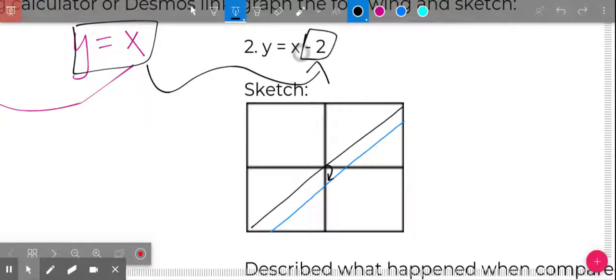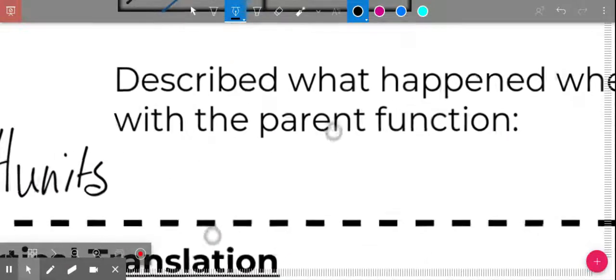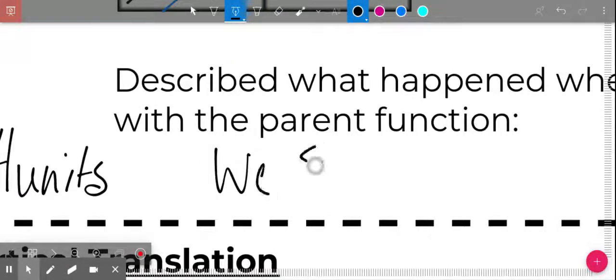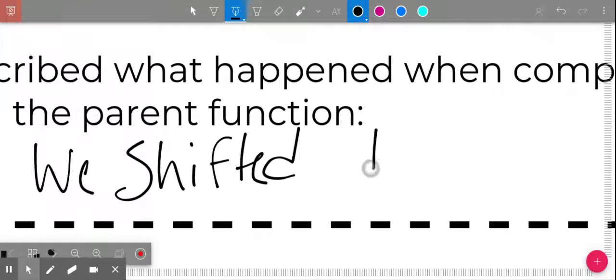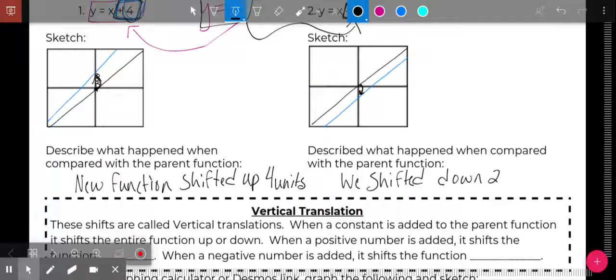So what happens when we subtract 2 from x? Well, when we subtract 2 from x, we shifted down. If you count your squares, it's down 2, which makes sense since we're subtracting 2 from our x. So when we subtract from x, we shift down. When we add to x, we shift up. So that's how my graph is changing.